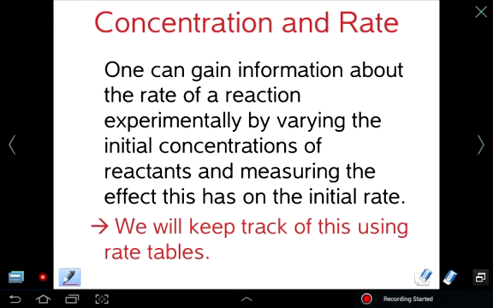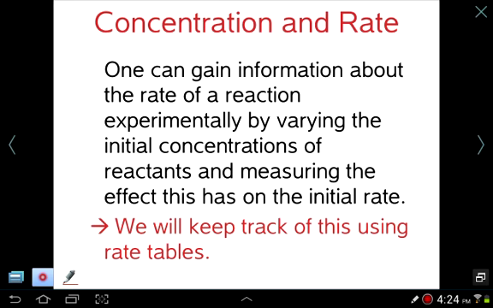This is Chapter 14, Lesson 1, and previously we've talked about the general factors that affect the rate of a reaction. So here we're going to take a much closer look at how concentration affects the rate. What we'll do is set up a bunch of different experiments, and in these experiments we will vary the initial concentrations of reactants and then measure the effect on the rate.